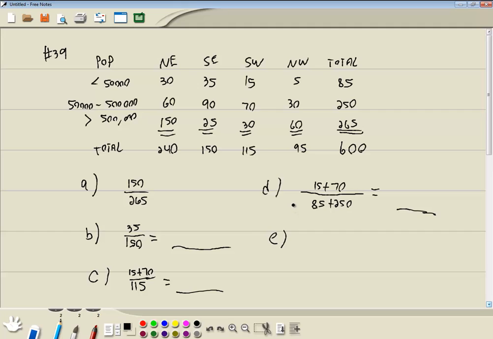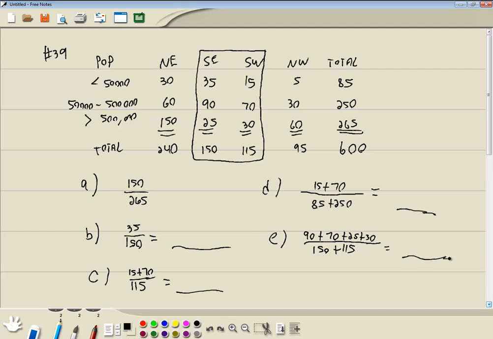E, given that the restaurant is located in the south, either southeast or southwest. Okay, so they've narrowed it down to only looking at these right here, which means the total is going to be 150 plus 115. It says, what is the probability that it is in a city with a population of 50,000 or more? 50,000 or more is these two rows. So I'm going to have 90 plus 70 plus 25 plus 30, and then whatever that gives you when you put it in your calculator.